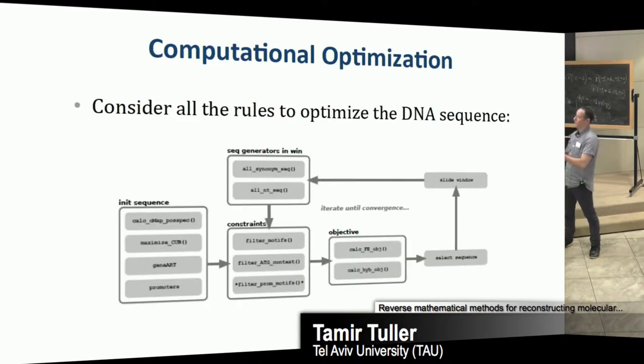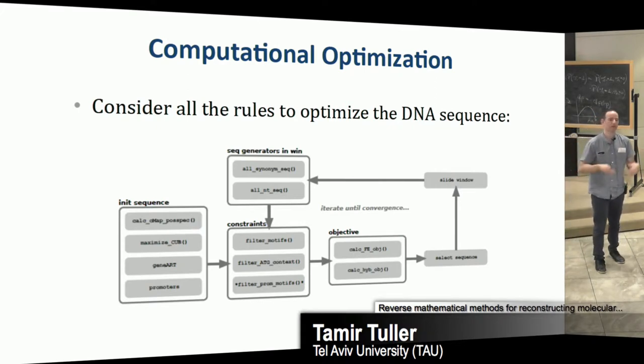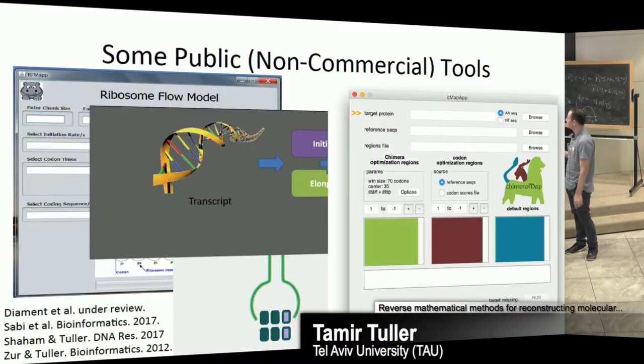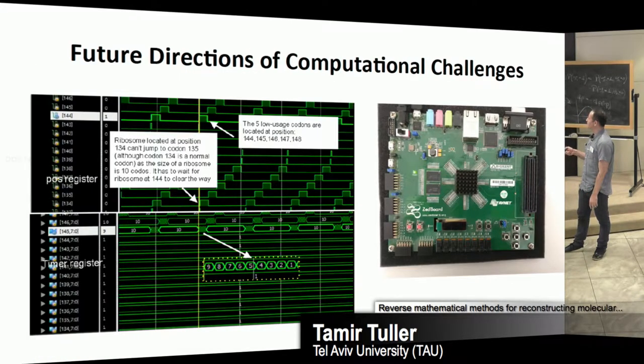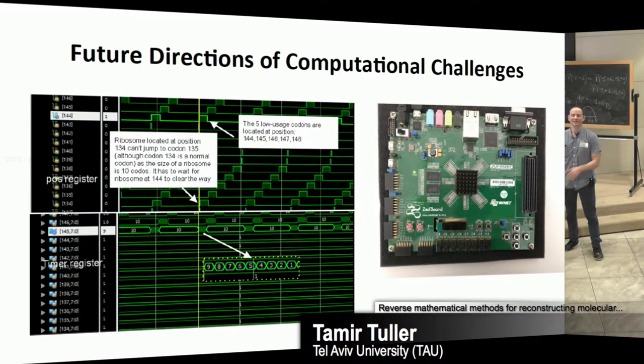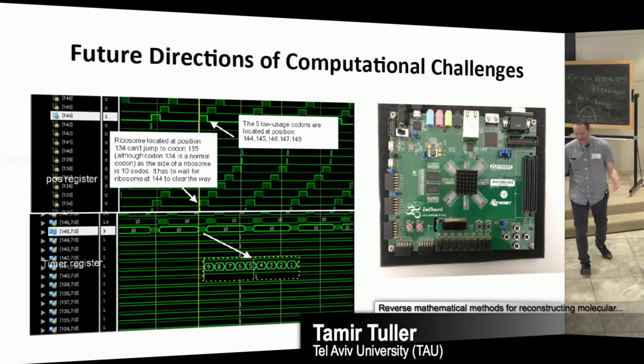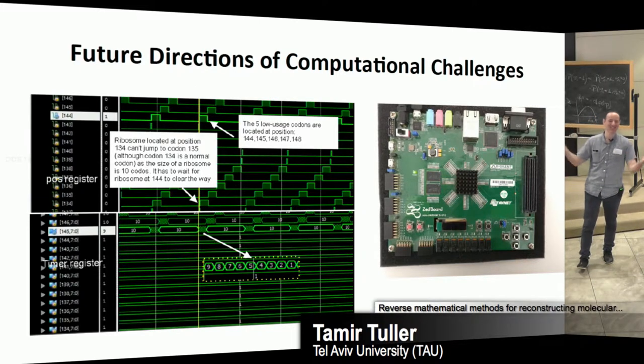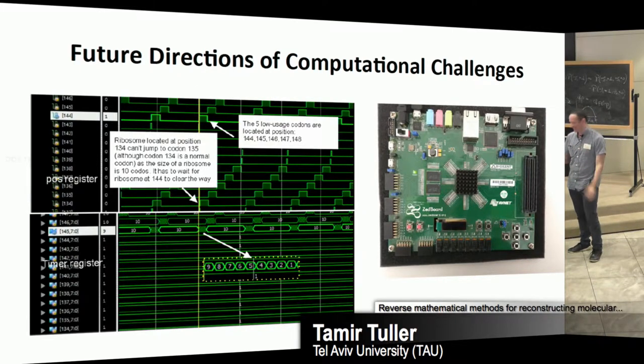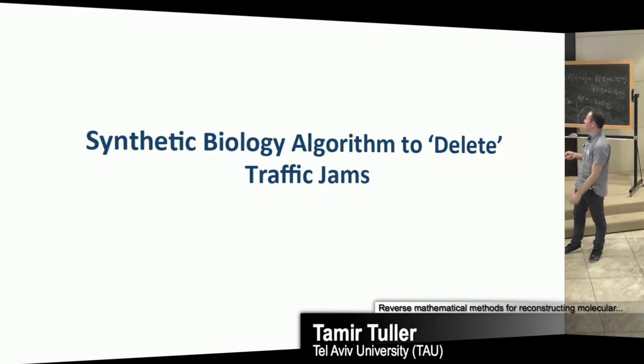So in my lab, we develop an agent based on these models and other models, with which we engineer expression. We also published a few tools that some of you can use, like the RFM flow model. You can download the tools and simulate movement of ribosomes. There are tools that you can use to engineer genes, etc. And we actually also think about generating hardware that simulates the whole cell simulation in an efficient manner, because it's time consuming. So this is another project that we are working on.